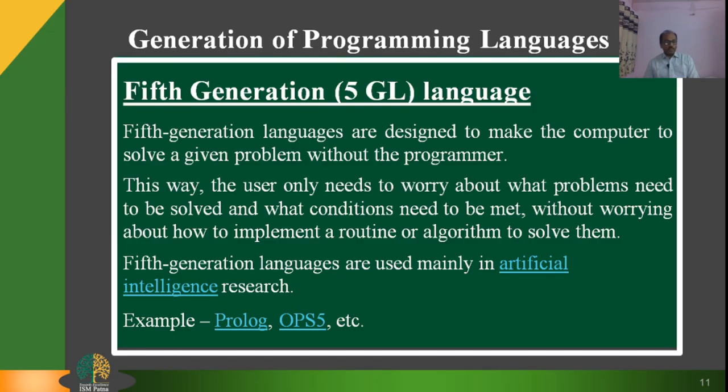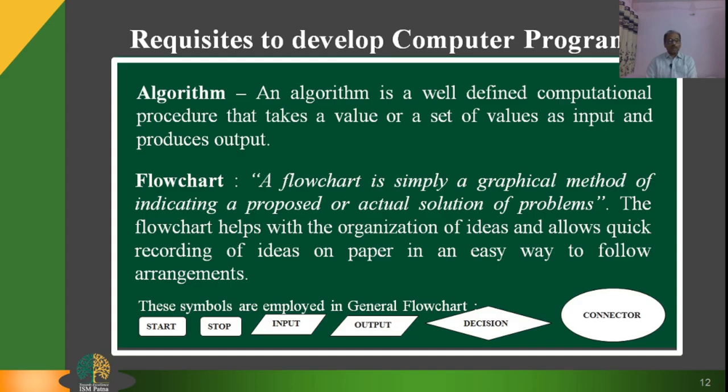Some requisites are required to know, or even some steps are to be done, before writing the source code of a computer program, and these are algorithm, flow chart, pseudocode and then computer programs. So, an algorithm is a well defined computational procedure that takes a value or a set of values as input and produces output.